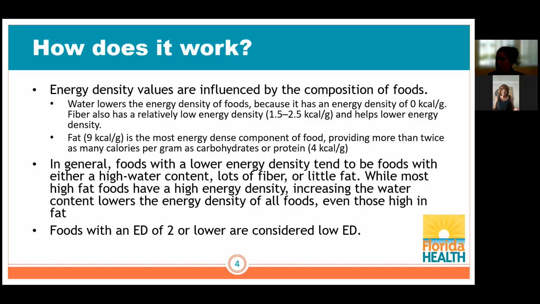So how does it work? Energy density values are influenced by the composition of food. Water lowers the energy density of foods because water has an energy density of 0. Fiber also has low energy density and helps lower energy density. On the other hand, fat is the most energy dense component of food. It provides more than twice as many calories per gram as carbohydrates or protein. So just keep that in mind.